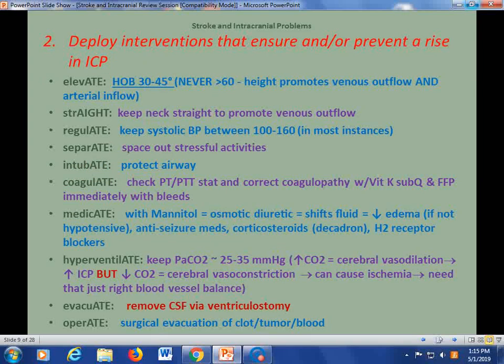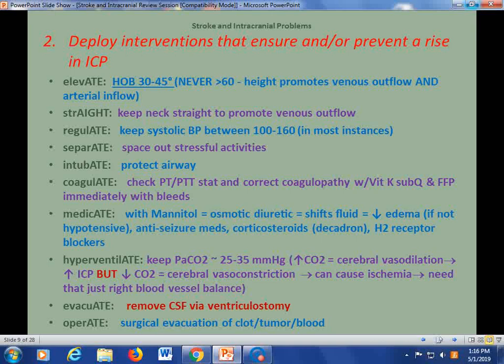And then these are the interventions that are used to ensure that the ICP doesn't go up, or if it has gone up, that the ICP doesn't rise even further. So we look at the head of the bed.